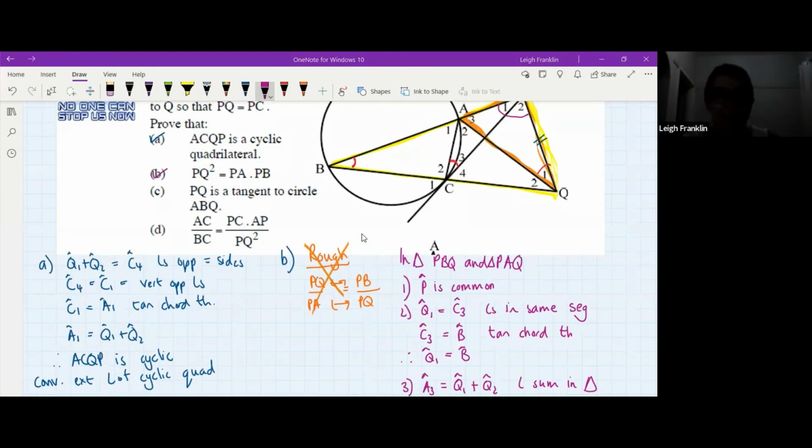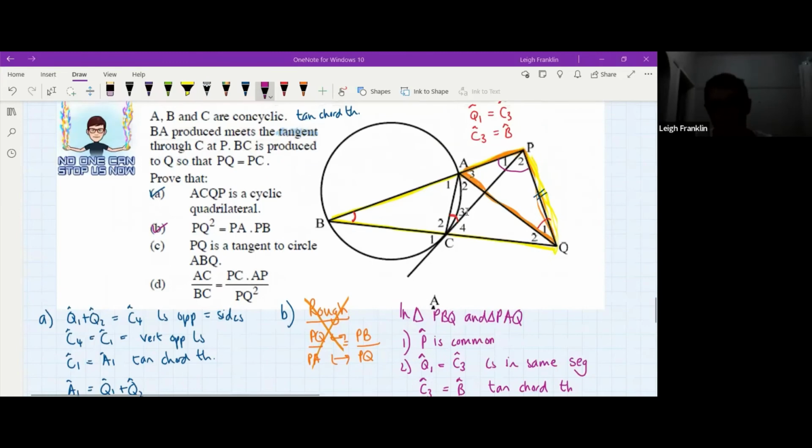Thelma, great. All right. I don't know if we're going to be able to do this last question, which is really what I wanted us to be able to do. But at least we might be able to do question C. Question C: PQ is a tangent to circle ABQ. So we've actually looked at something very similar to that in the previous thing. They often ask that. Okay, so PQ is this line over here.